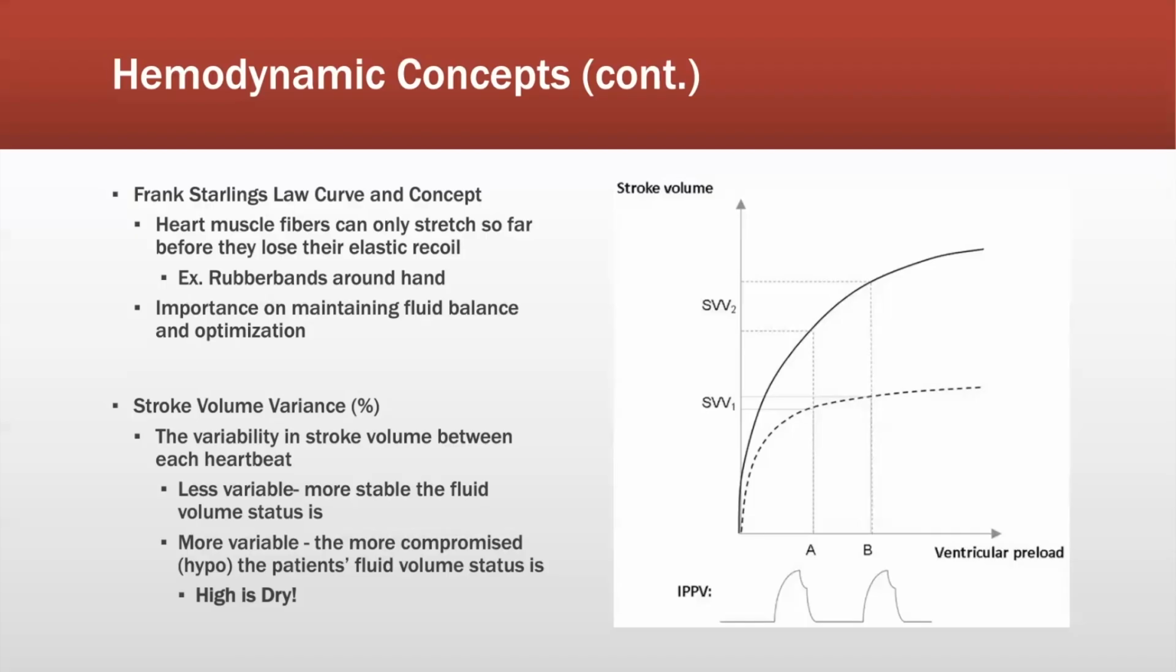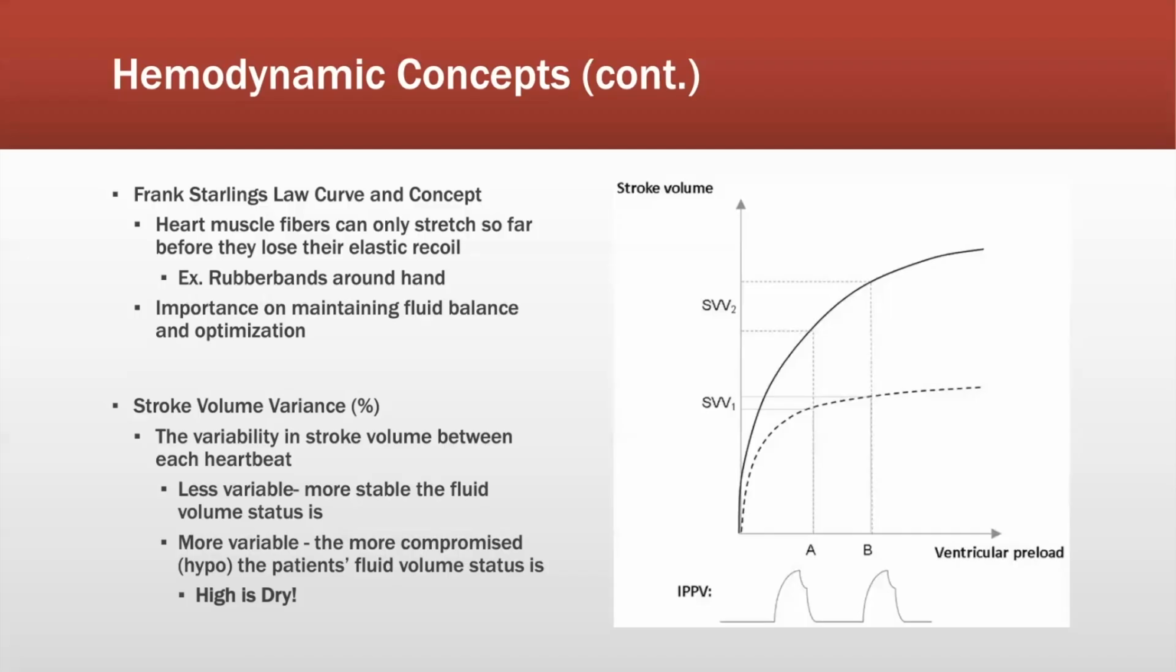So this number is categorized by a percentage. The higher the percentage of the variance, meaning the more variable your stroke volume variance is, the more fluid your patient will probably need. Now, on the other end, if you have a low stroke volume variance number, that means you have less variance, or that patient's fluid volume is more stable.